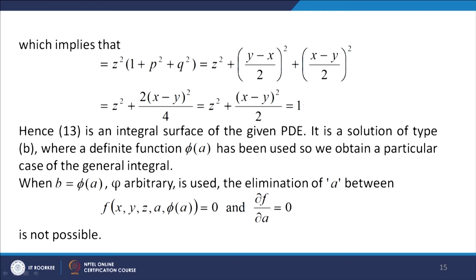Hence, the envelope which we obtained from the one parameter subsystem is an integral surface of the given PDE. It is therefore a solution of type B. Okay. In type B we said what? Let us look at that again.